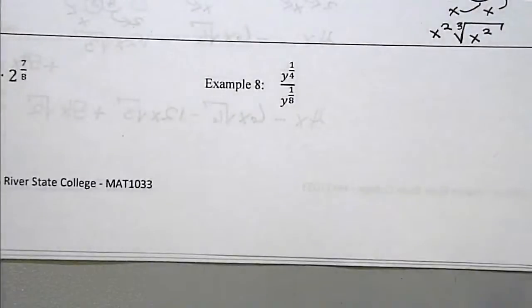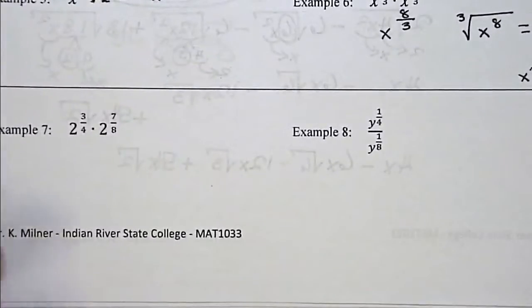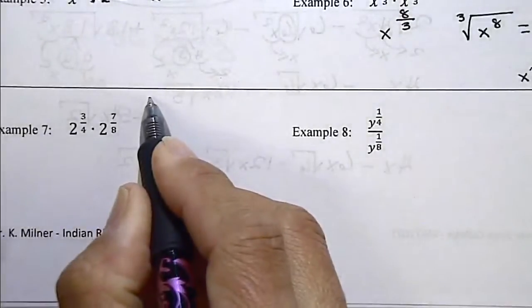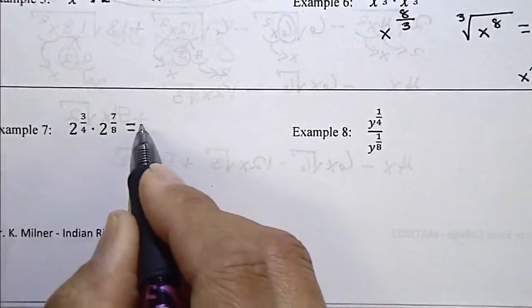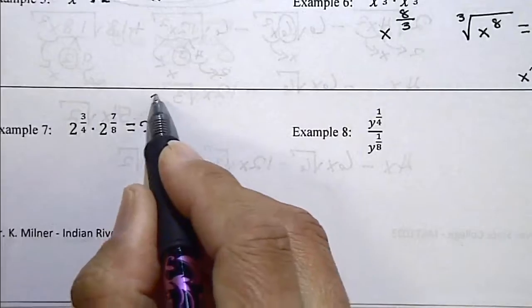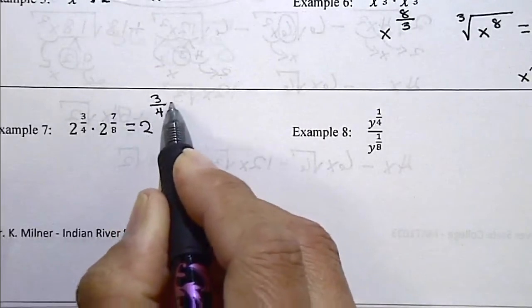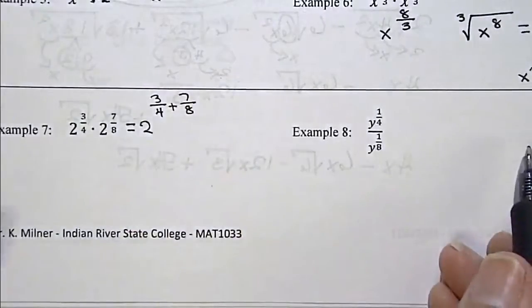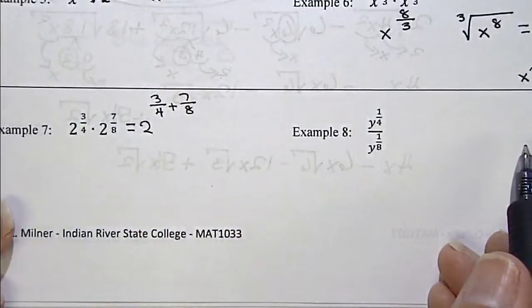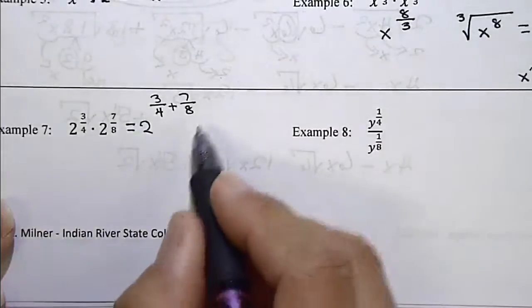All right, let's look at these. We have 2 to the power of 3/4 times 2 to the power of 7/8. Add the exponents, but these exponents are not going to add together so easily, are they? This is really going to be 2 to the power of 3/4 plus 7/8, right? Adding exponents. But now I don't have the same denominator for my fractions, so I have to convert the fractions.